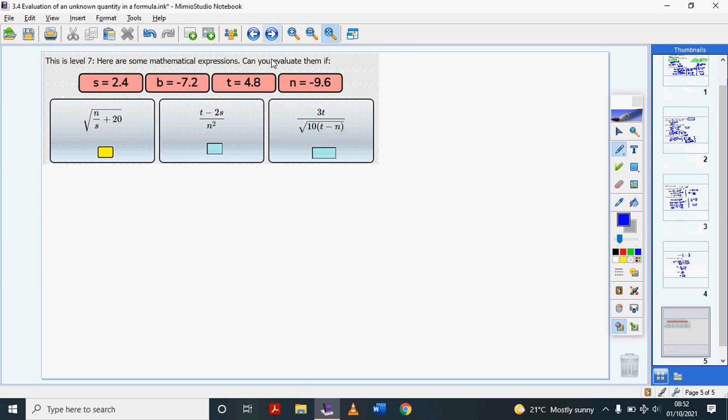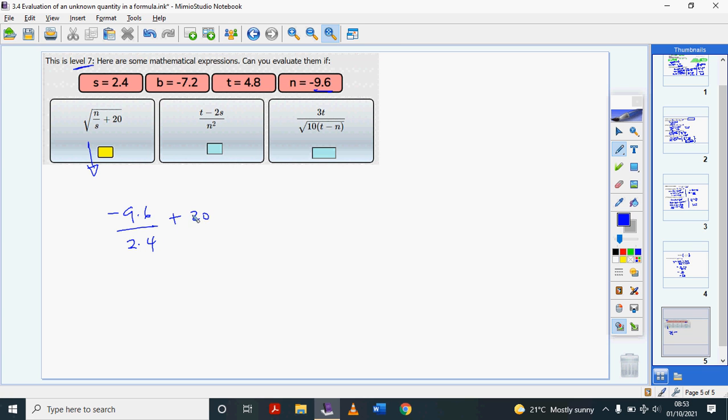Now I'm going to assign you level 7 on the Transam link, and you have questions that kind of look like this, but like I said earlier, please do not be scared, right? All you need to do is substitute what you're given, use your calculator, and find the answers. So let's try this first one. n out of s, you've been told that n is negative 9.6, divided by s is 2.4, right? Pull out your calculator and figure out what that is.